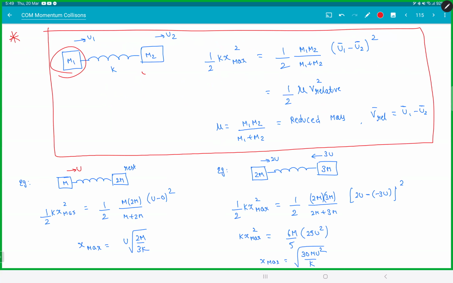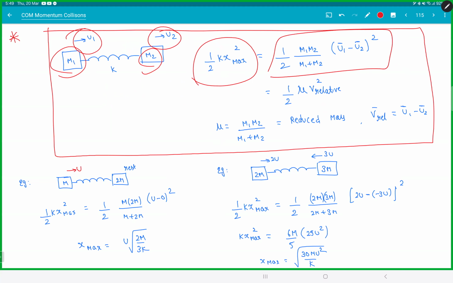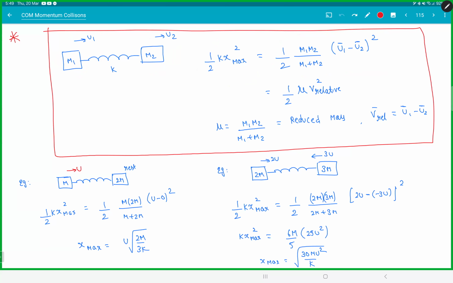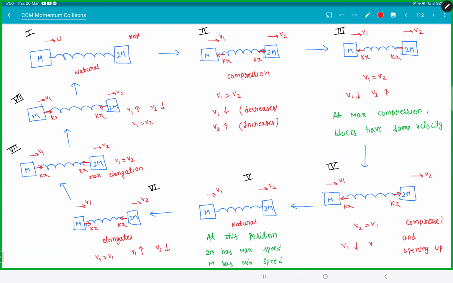If you have blocks m1, m2, u1, u2, the maximum compression, half k x max square, is half mu v relative square, with the reduced mass. So definitely refer to this in the notes. It saves you a lot of time in the exam. This is how an advanced paragraph will look. I can ask you maximum compression, I can ask you oscillation energy, I can jump between central mass collisions to SHM. So the whole problem jumps between two chapters. Refer to the whole problem once, it's a pretty good one.